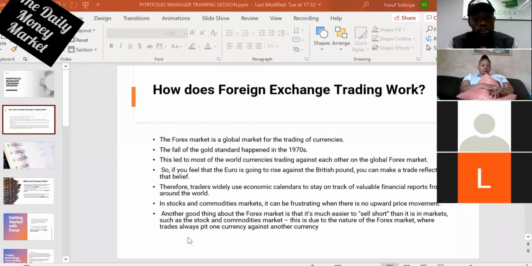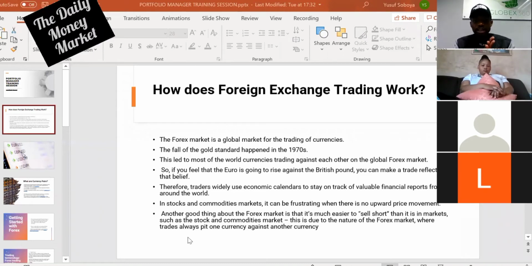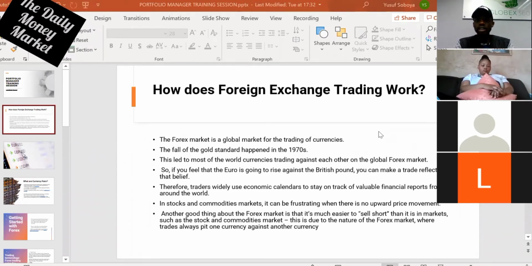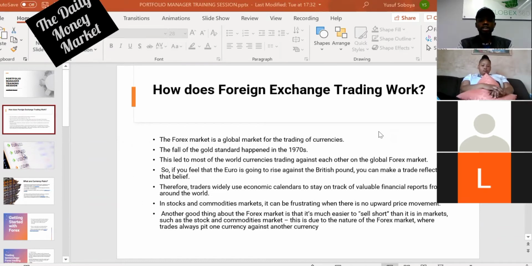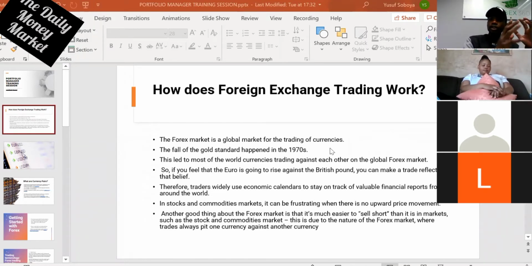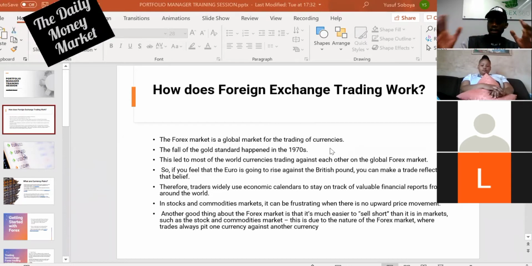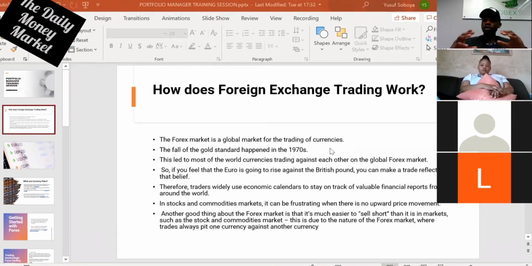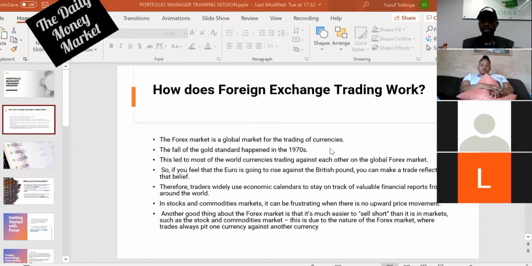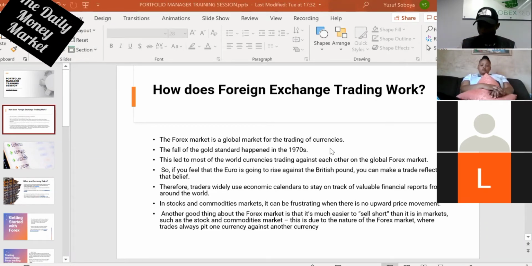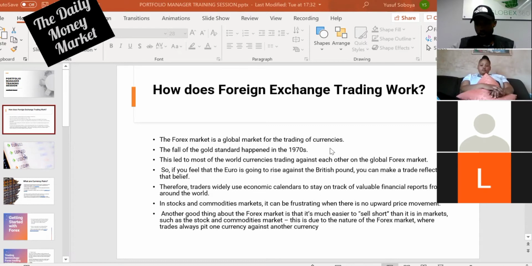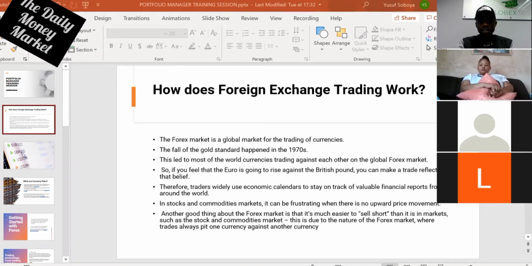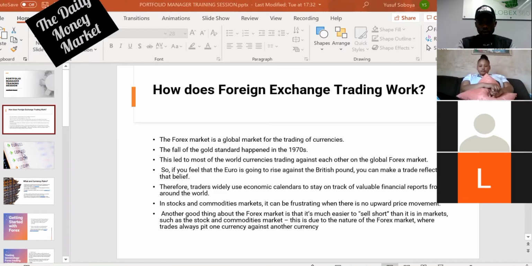All right. In stocks and commodities markets, it can be frustrating when there is no upward price movement. So not only in forex do you trade currencies, as the first statement says. There's another product called stocks, and another product called commodities. As time goes on, we're going to explain exactly how it works.